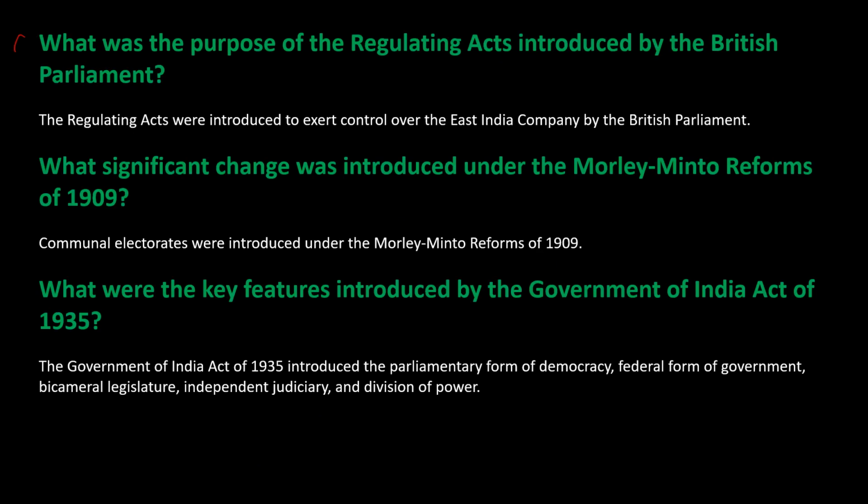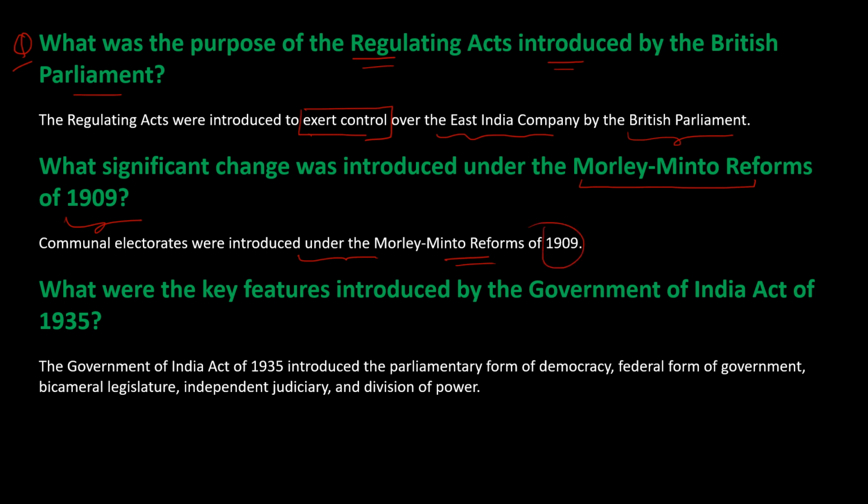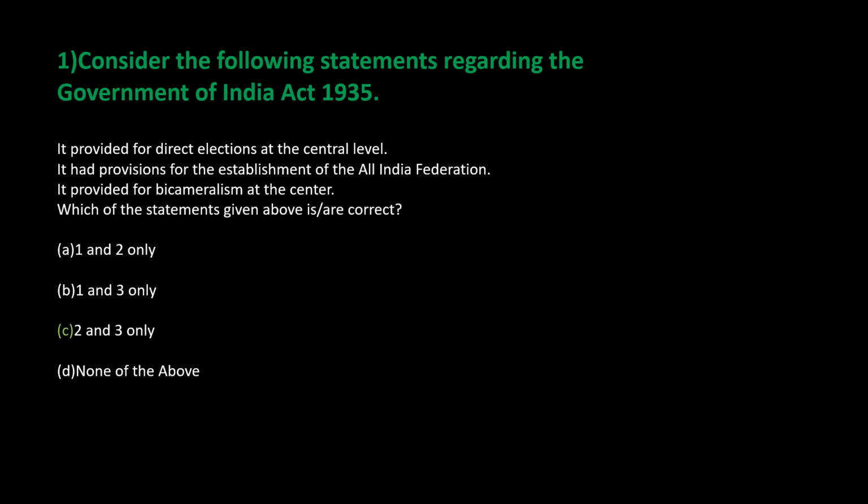Now coming to question. What was the purpose of Regulating Act introduced by the British Parliament? Regulating Act was introduced to exert control over the East India Company by the British Parliament. What significant changes were introduced under the Morley Minto reforms of 1909? Communal electorates were introduced under the Morley Minto reforms of 1909. What were the key features introduced by the Government of India Act of 1935? The key features: parliamentary form of democracy, federal form of government, bicameral legislature, independent judiciary, division of power.